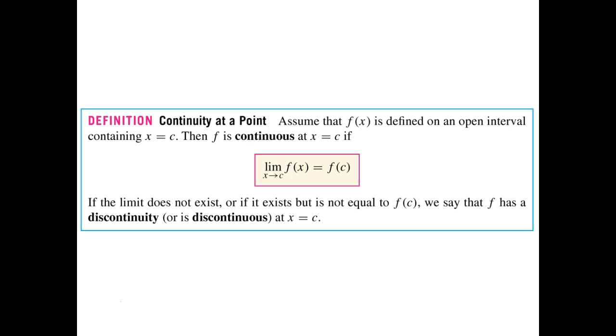Then f is continuous at x equals c if the limit of f of x as x approaches c from the left and from the right are both f of c. That's your definition of continuity. And this would be true for every c in that open interval. If the limit does not exist, or if the limit exists but is not equal to f of c, then we say f has a discontinuity or is discontinuous at x equals c. And we'll show some examples of that.